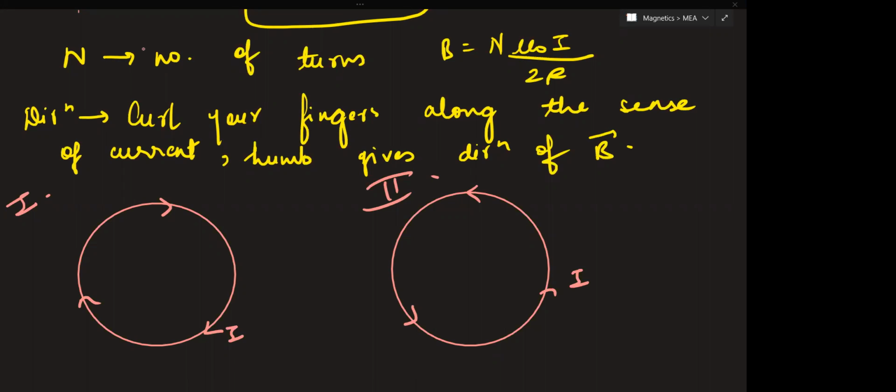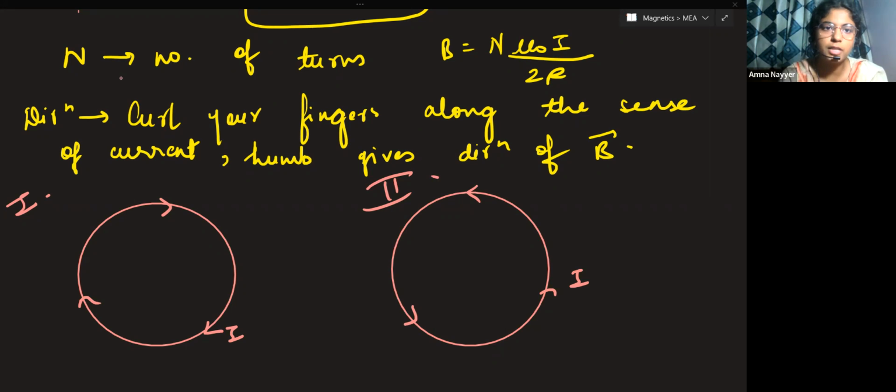Ma'am, can we do it in the chat? Yes, in the chat. Inwards, outwards, simply inwards, outwards. All of you should write. Curl your fingers along the direction of current, the way current is flowing. Wherever your thumb is pointing, right, left, upwards, downwards, into the page, out of the page, write it in the chat box.